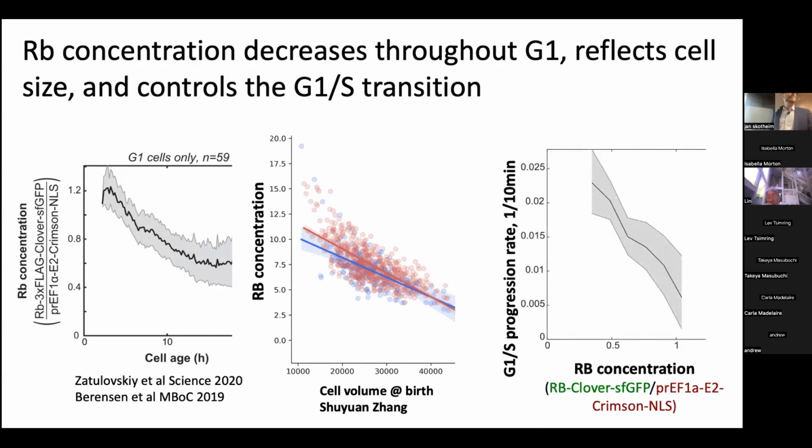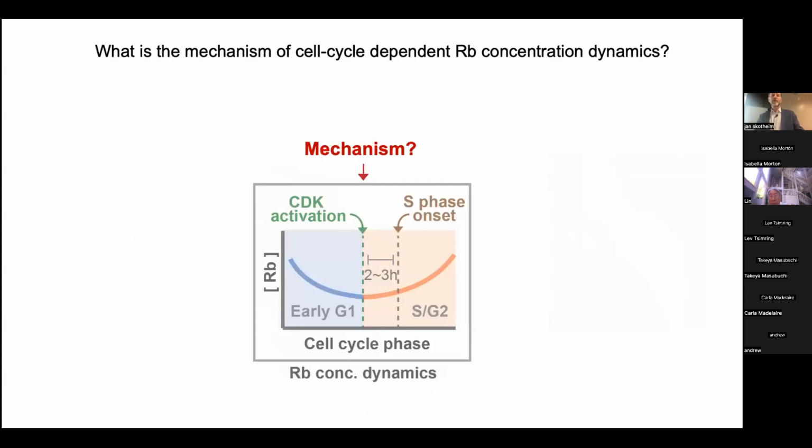And the concentration of RB is important for proliferation, right? If we measure the rate at which cells go through the G1/S transition as a function of the RB concentration, you can see that the higher the RB concentration, the lower that rate of transition is. So we have two pathways of RB inactivation. The concentration of RB through the cell cycle decreases in G1 and then goes up again in S/G2 phase, where it's inactive because it's phosphorylated.